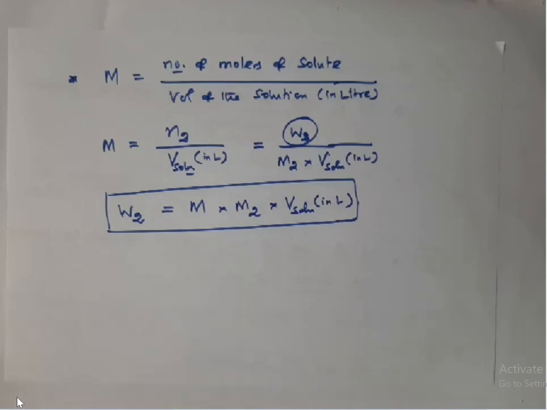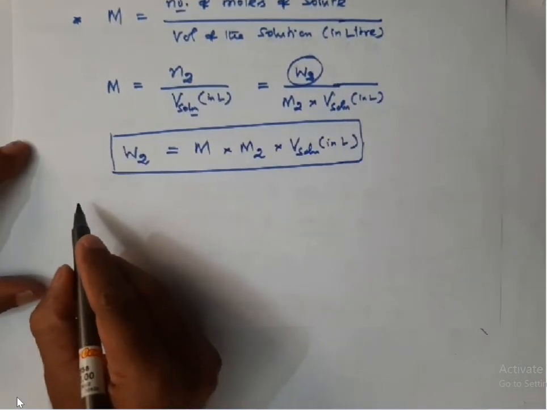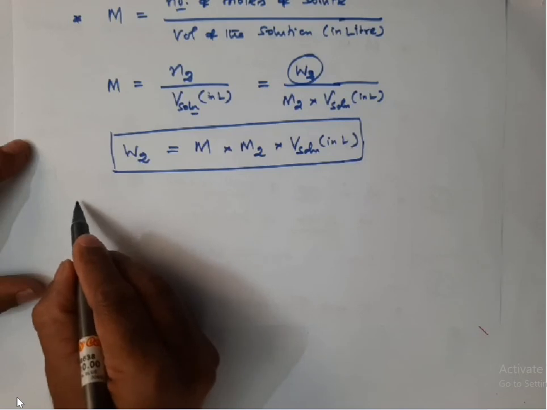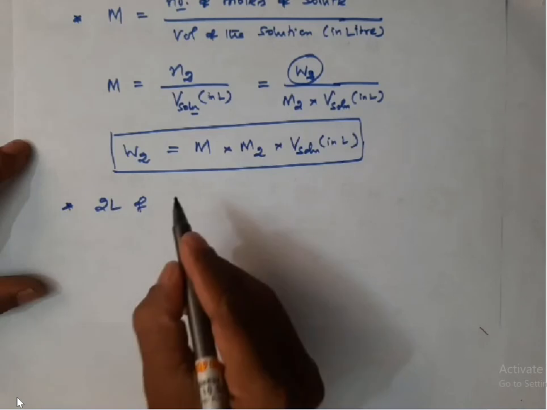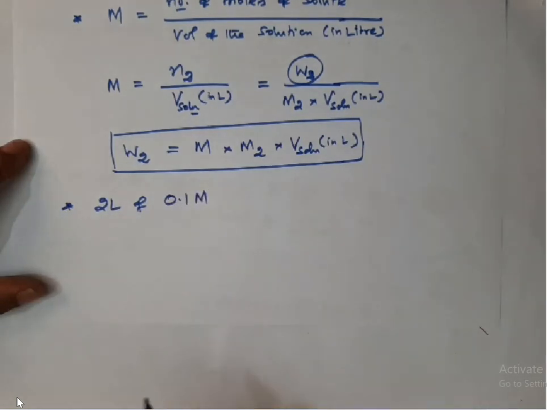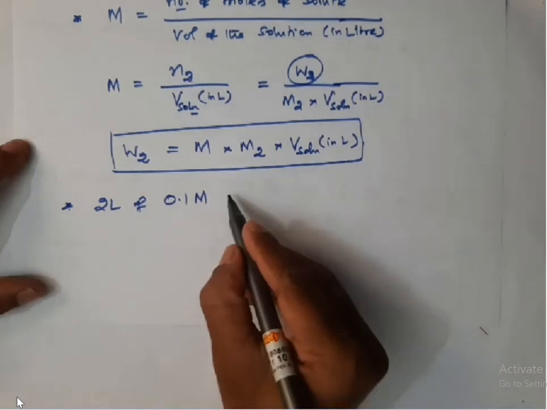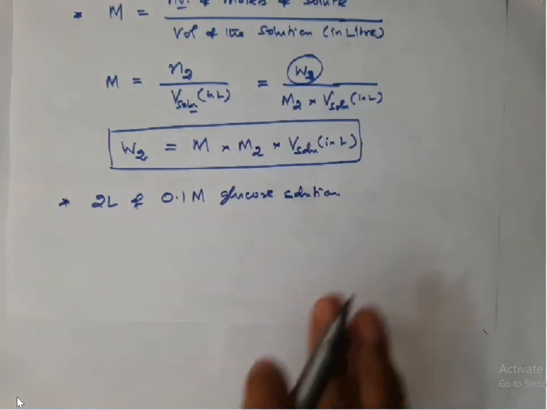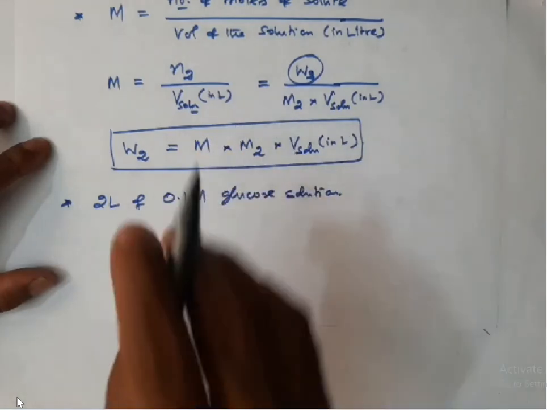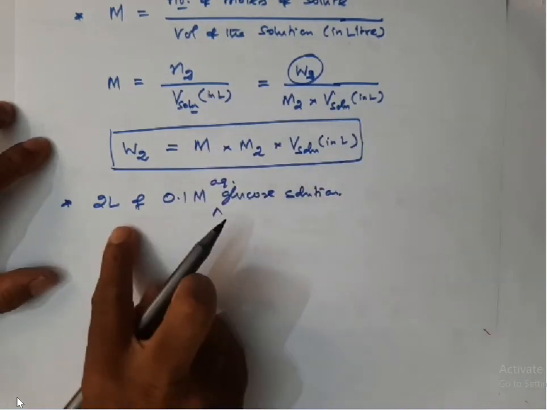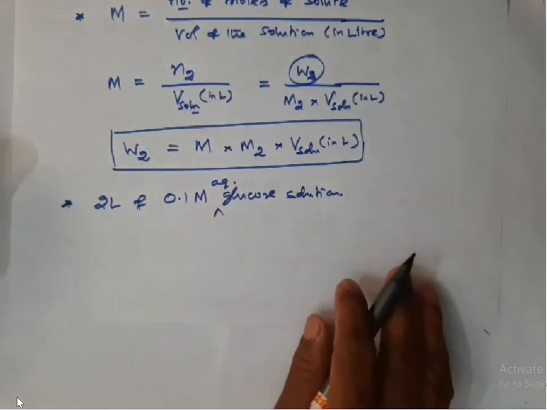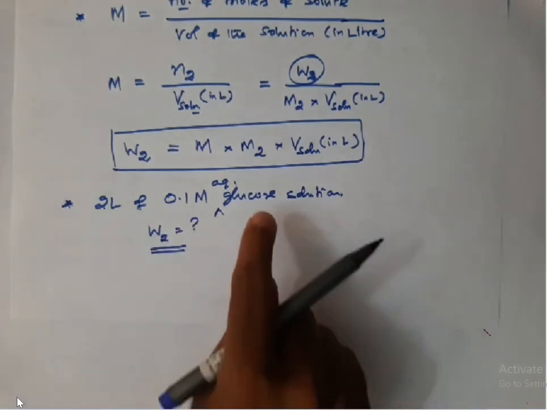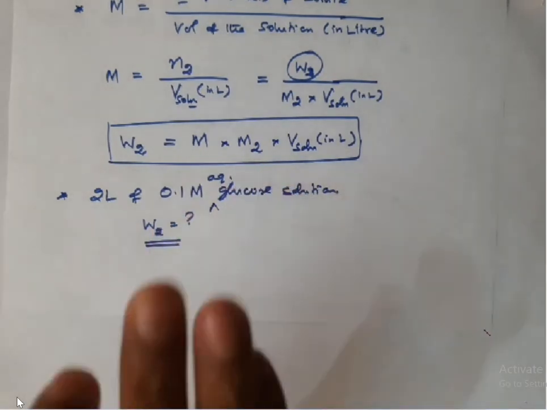Just for understanding purpose, let me give you a solution like this. Say 2 liter of 0.1 molar glucose solution. I have 2 liter of 0.1 molar aqueous glucose solution. Now the question is, what is the mass of glucose present in it? Glucose is the solute here. So what is the mass of the solute present in the solution?